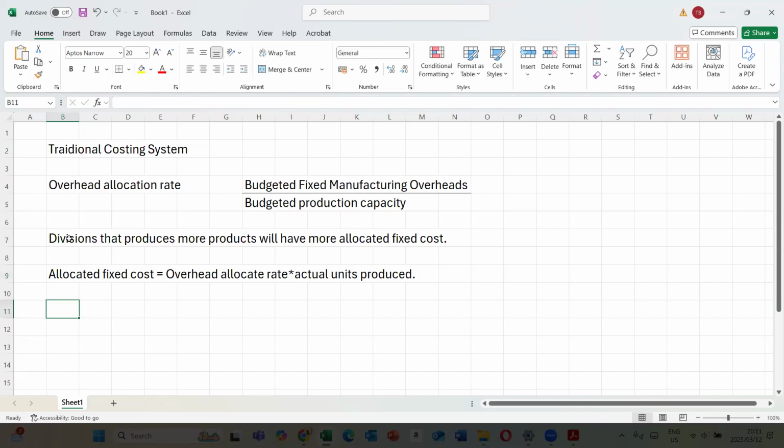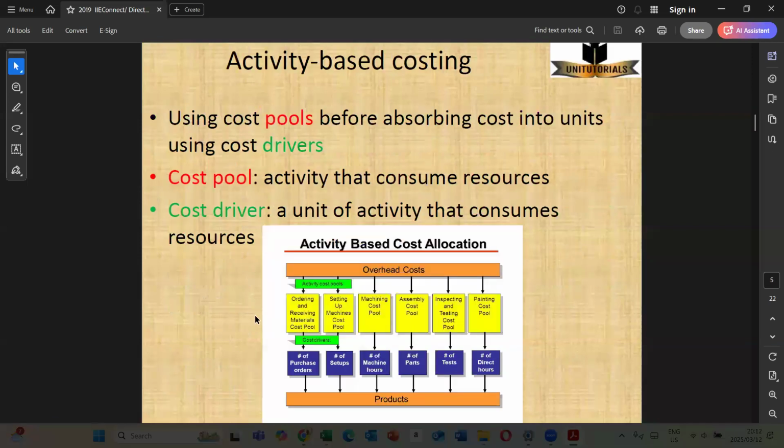So which implies now that divisions that produce more units have an allocation of higher fixed cost. But now this is biased. Why? Because some divisions could involve a lot of activities, like machine setting up, which requires lots of energy. So that's where ABC kicks in and says it's not fair to allocate more overheads based on the units produced. It does not necessarily mean that when you produce more, you consume more fixed cost. So we want to look at that now and see what's happening there.